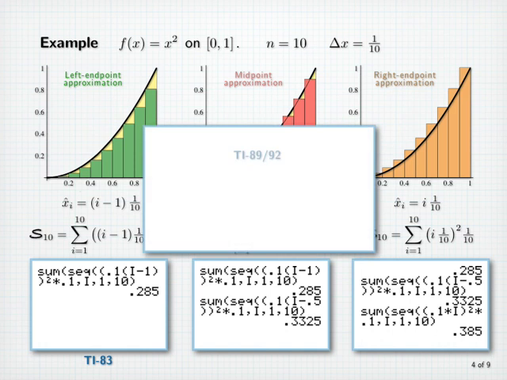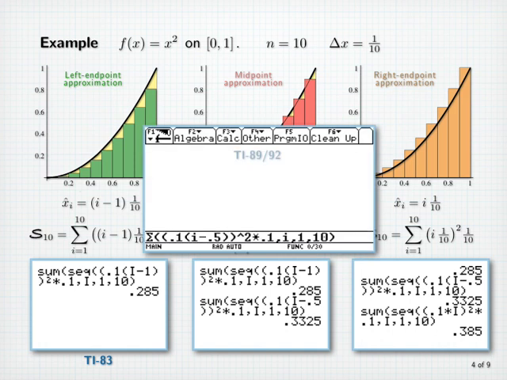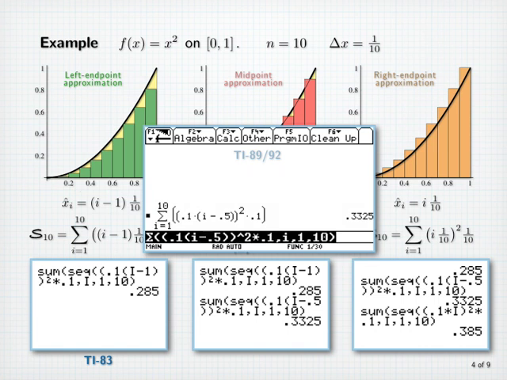Now let's indicate how this would be done on a TI-89 or 92 calculator. It's actually very similar, although a little bit simpler. The sum function on this calculator is represented by the sigma symbol, and the sequence function that's needed with the TI-83 is not necessary at all. So we simply type in the formula shown here, press enter, to obtain the midpoint approximation 0.3325.